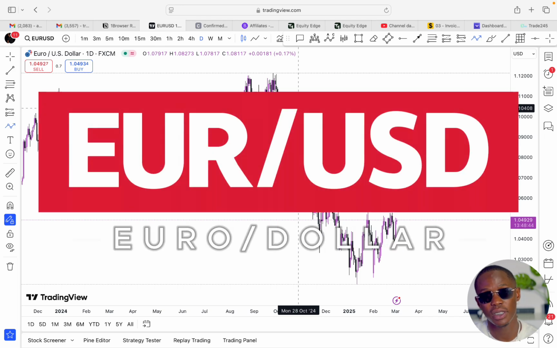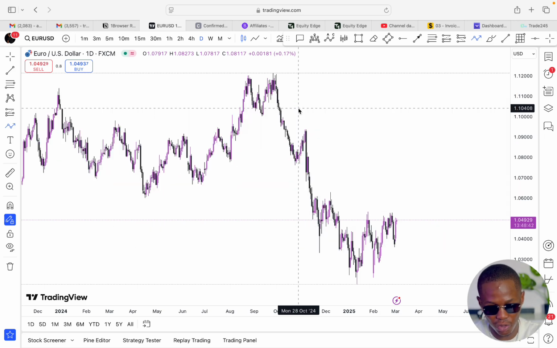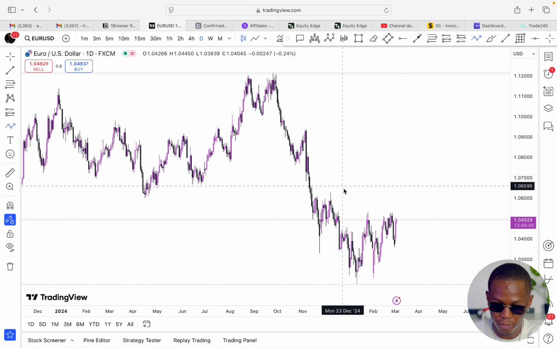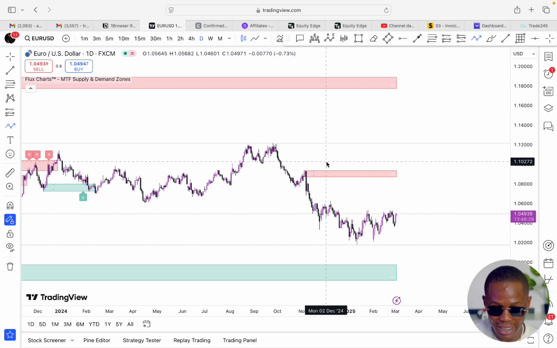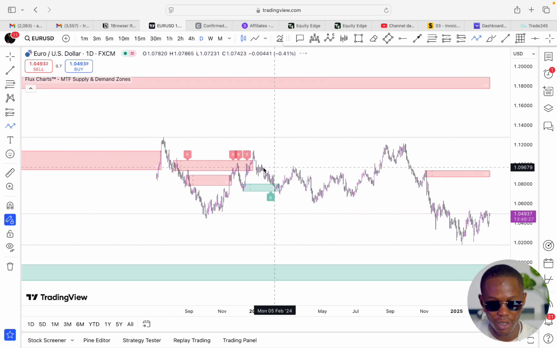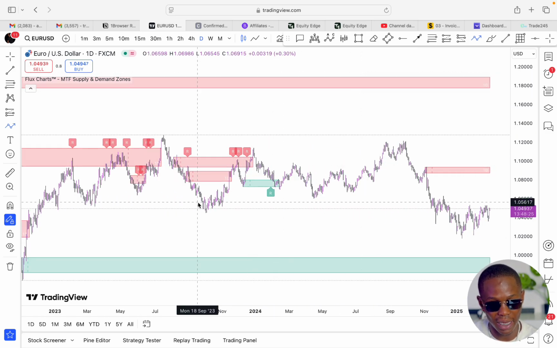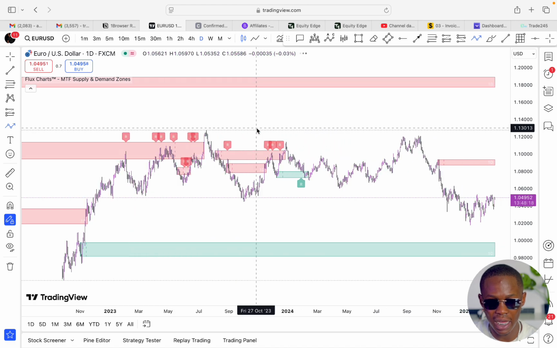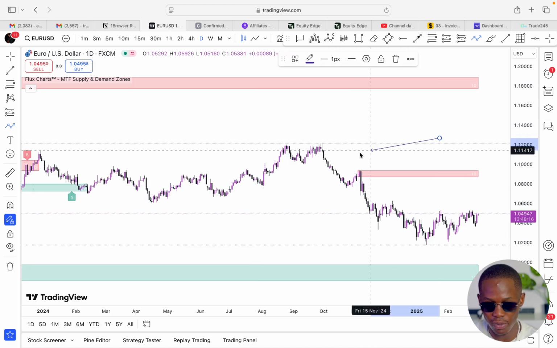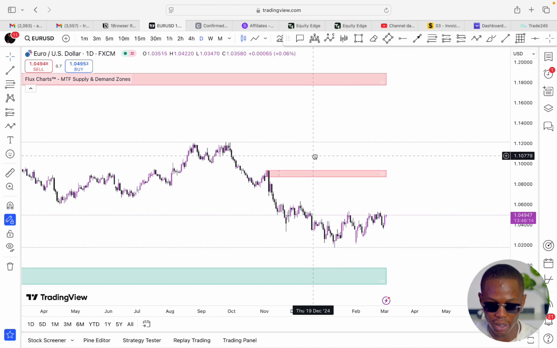So with EURUSD, similarly the same thing. And as you can see right now, we're going to be applying the Flux Charts MTF supply and demand zone, so that it can identify those for us. You can see that's the supply zone. This has to be the demand zone, and you can actually mix them, but I like to not frustrate myself, so personally I would not want to do that.